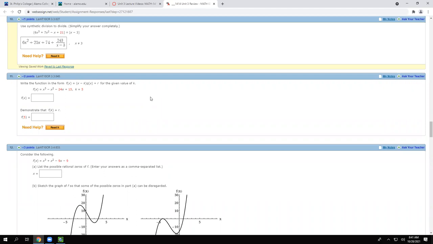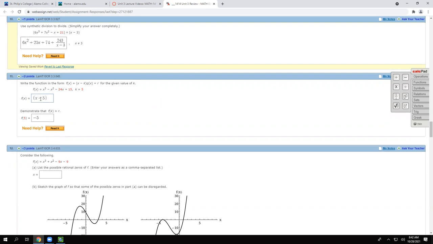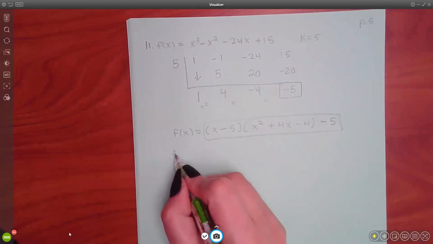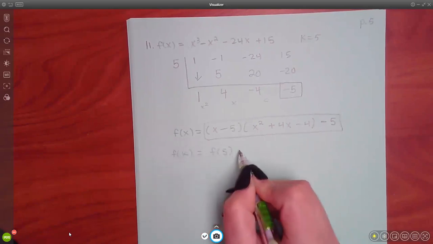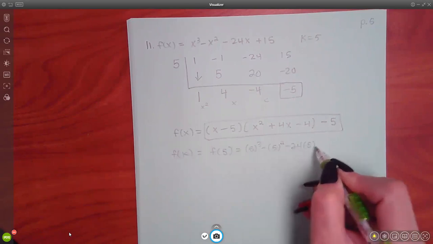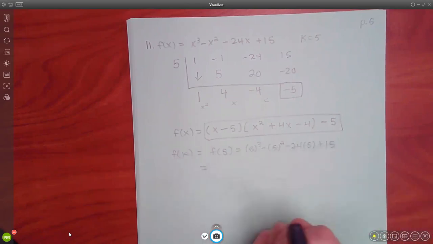Now the last part says demonstrate that f of k equals r. So I already know what my remainder is. I know that it's negative 5. But if I'm doing this on the test, I have to follow those directions. And if the directions said for me to demonstrate that they're the same, then I have to demonstrate that. And the only way we can do that is by plugging in the 0 they gave us and seeing if we actually get negative 5. Okay, so let's go back to the paper and do the second part. We're gonna plug in the k value. So we're gonna plug in that 5. And we're just proving that it is going to equal the remainder, which was negative 5.